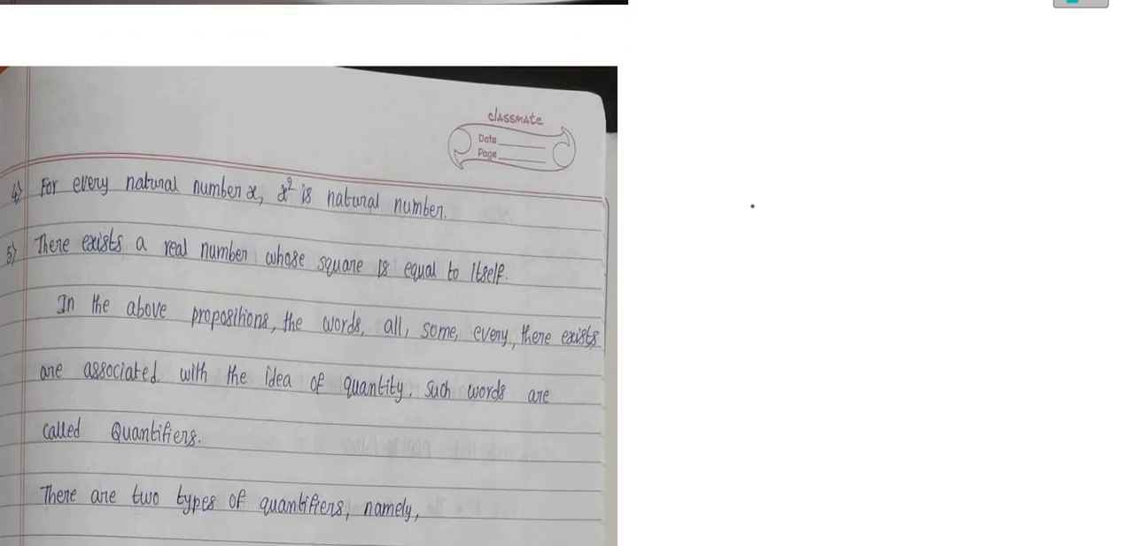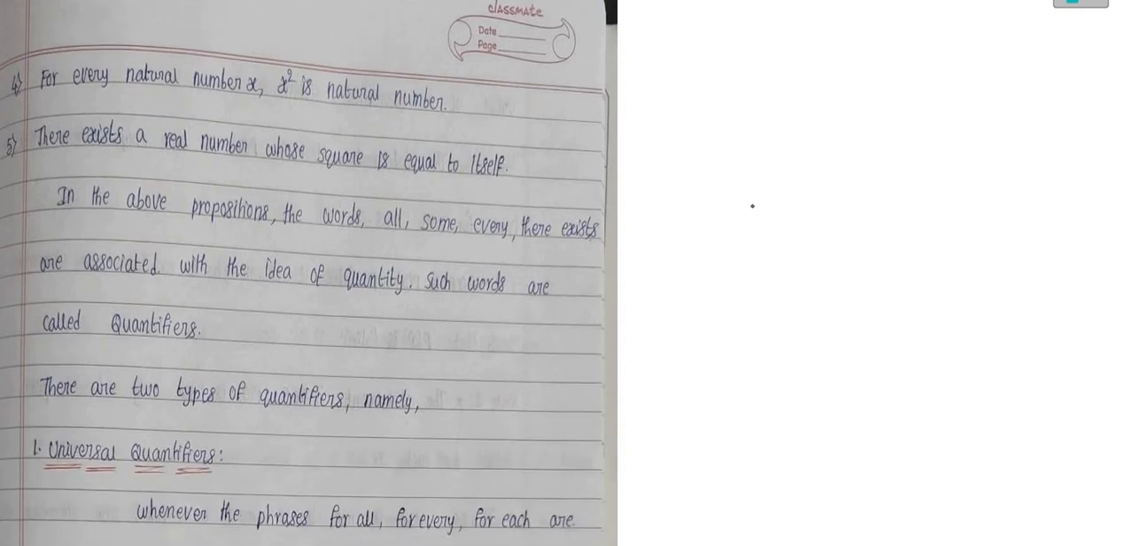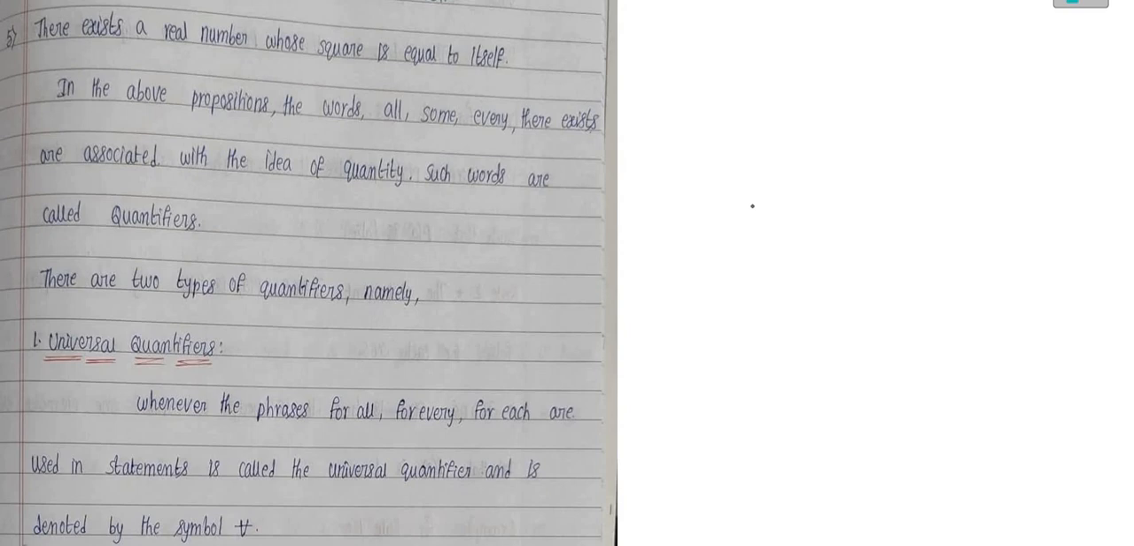There are two types of quantifiers. First, universal quantifiers. What is meant by universal quantifiers? Whenever the phrases for all, for every, and for each are used in statements, they are called universal quantifiers, and they are denoted by the symbol inverted A, like this.